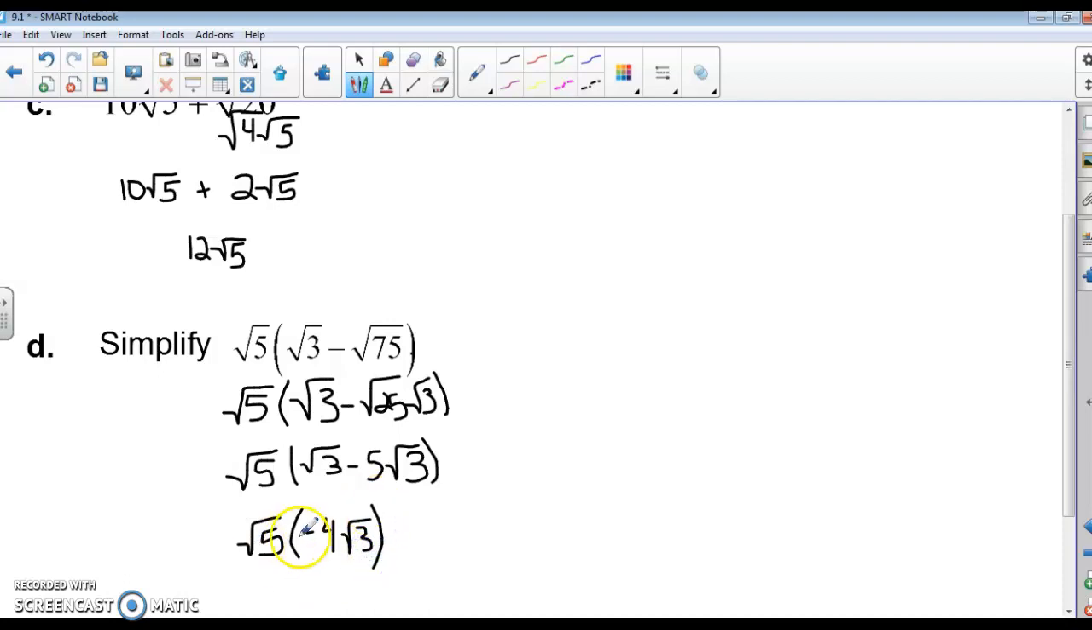And then when I multiply the square root of 5 times this, there's a 1 in front of here that multiplies the negative 4, which would be negative 4. And then 5 times 3, which would be 15. So negative 4 root 15 would be your final answer for this one. All right.